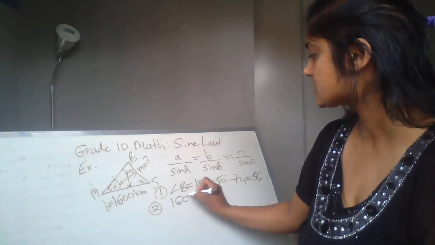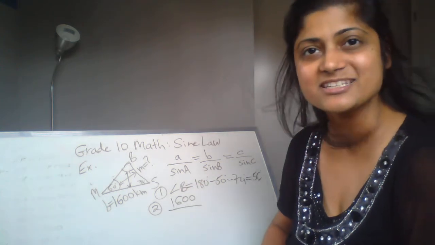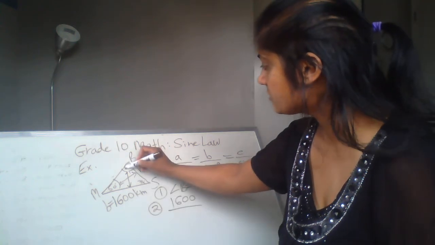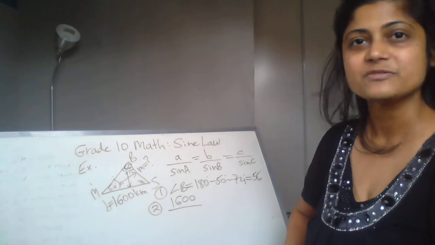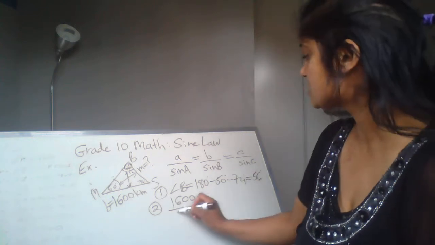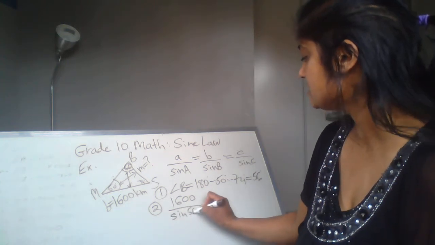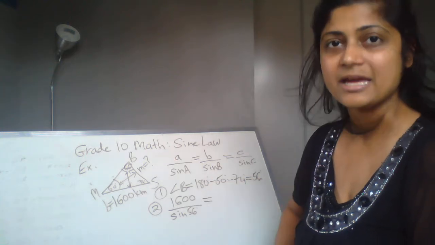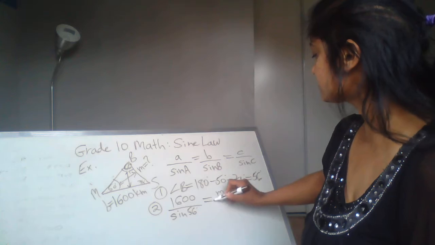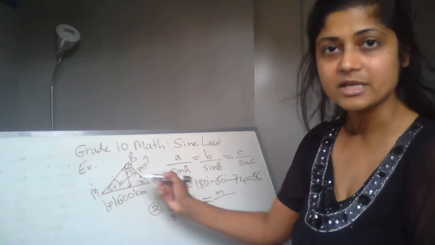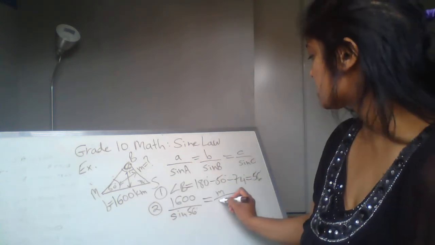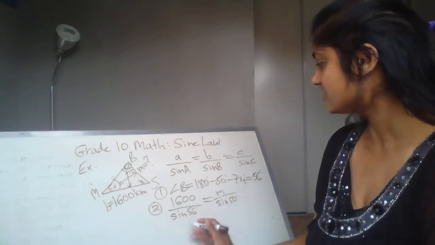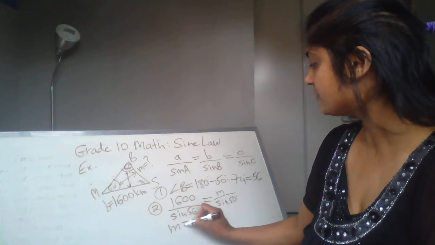So let's start with the lowercase b. It's 1600 divided by basically the sine. So I'm going to write down what we got for part 1 here. We got 56 degrees for angle B, so I'm going to put sine 56 like that. And in this case we're going to look for m, which is the lowercase m, over the sine of the angle that is across from there, which is sine of 50 degrees. So just like this, I'm going to solve for the m value here.